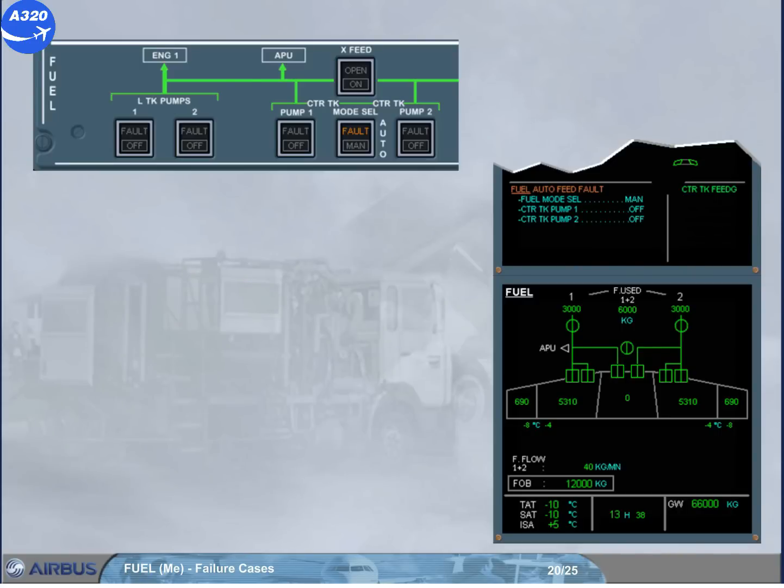An auto feed fault caution message is triggered if the center tank pumps do not stop after slats extension or after a center tank low level. Notice the corrective actions. An auto feed fault caution message is also triggered if the center tank contents is above 250 kg, with the wing tank contents above 5,000 kg, due to an abnormal control of the center tank pumps. Notice the corrective actions.